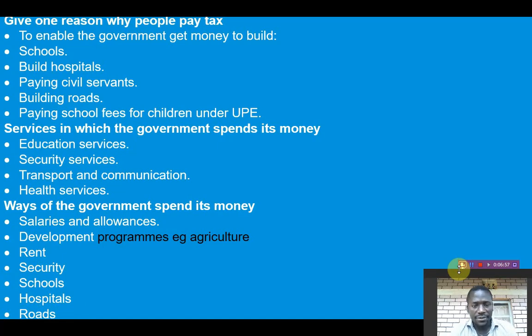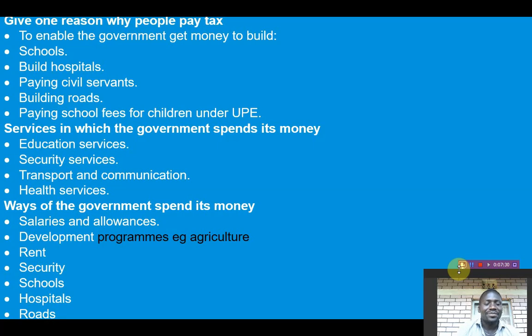These are services on which the government spends the money which is paid as tax. Where does the government spend it? One, education services. Those children who are studying under UPE, their teachers are paid, and that money is mobilized through taxes. Then security services, like the soldiers and the police officers, are also paid from that little money that is mobilized from there.